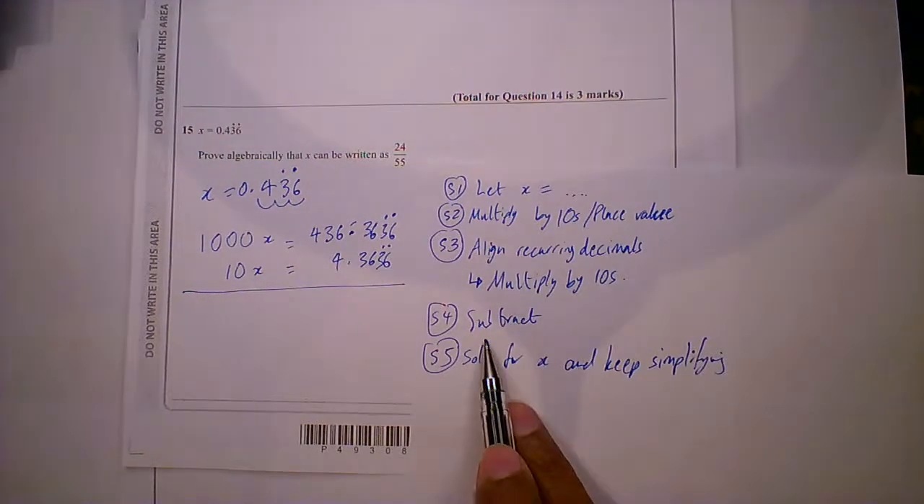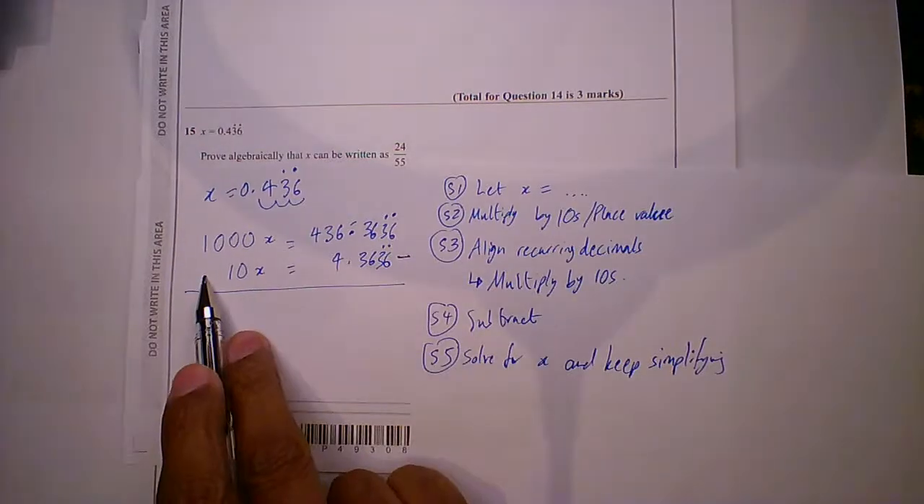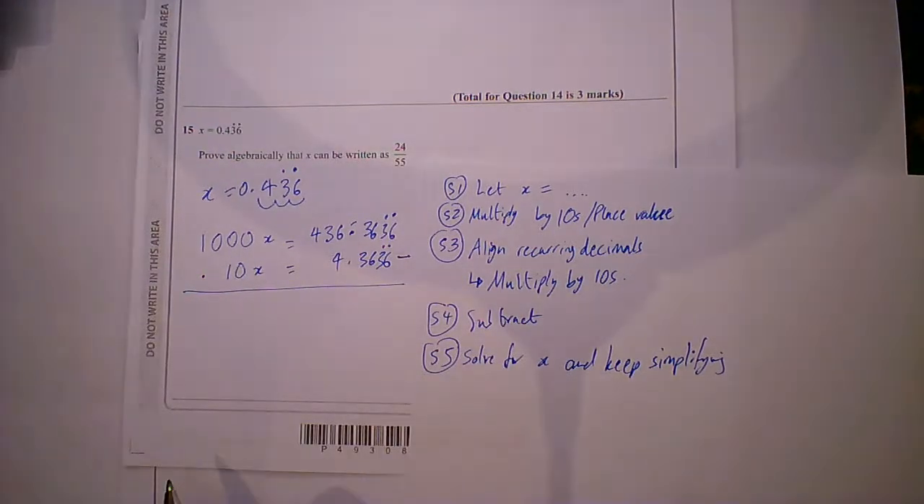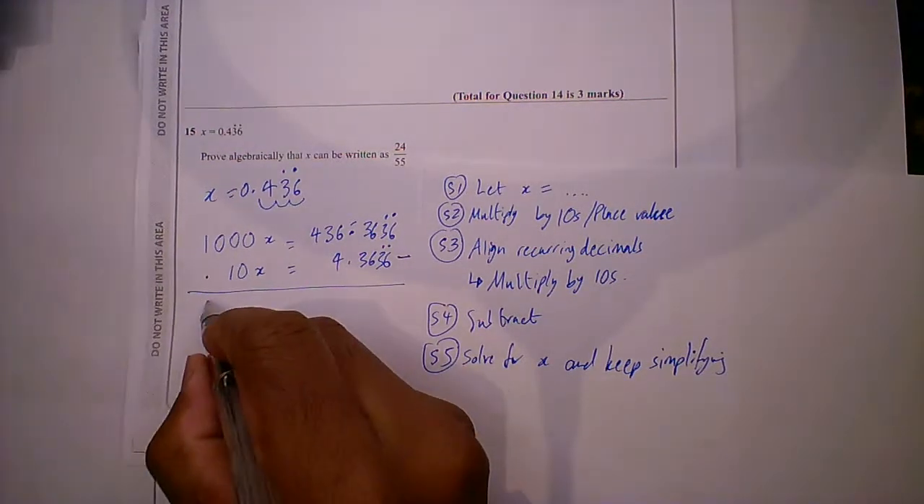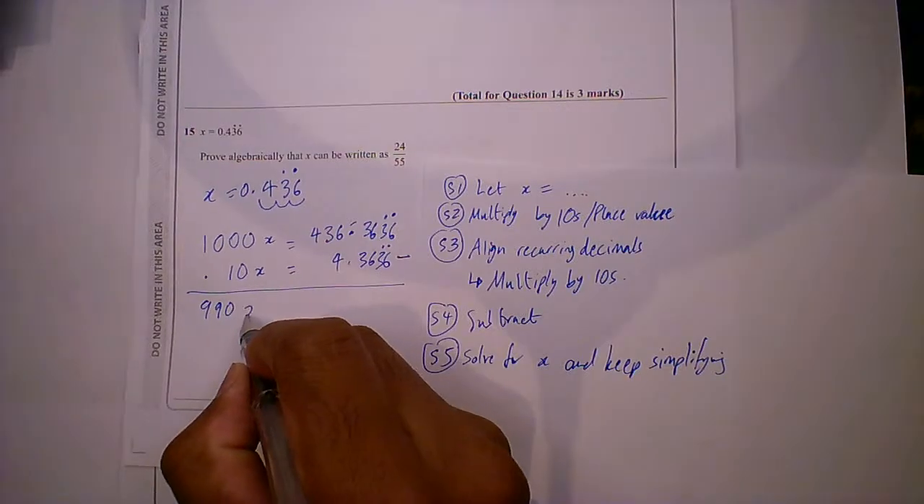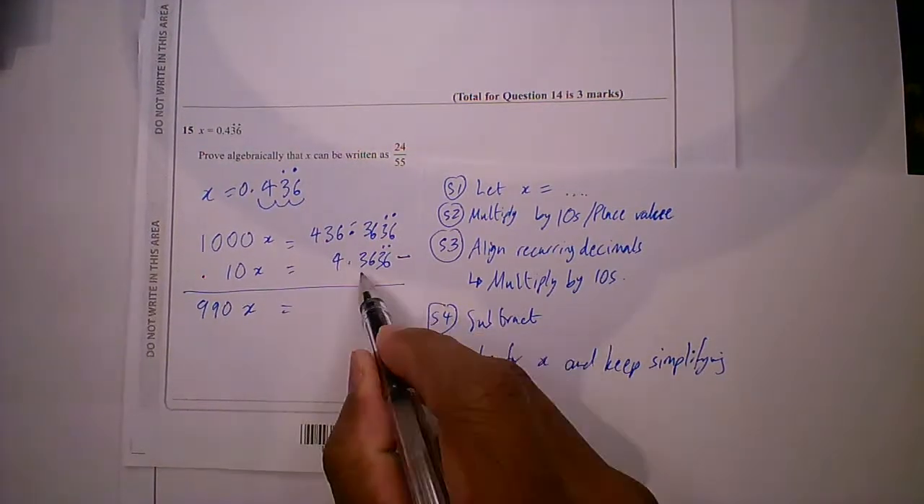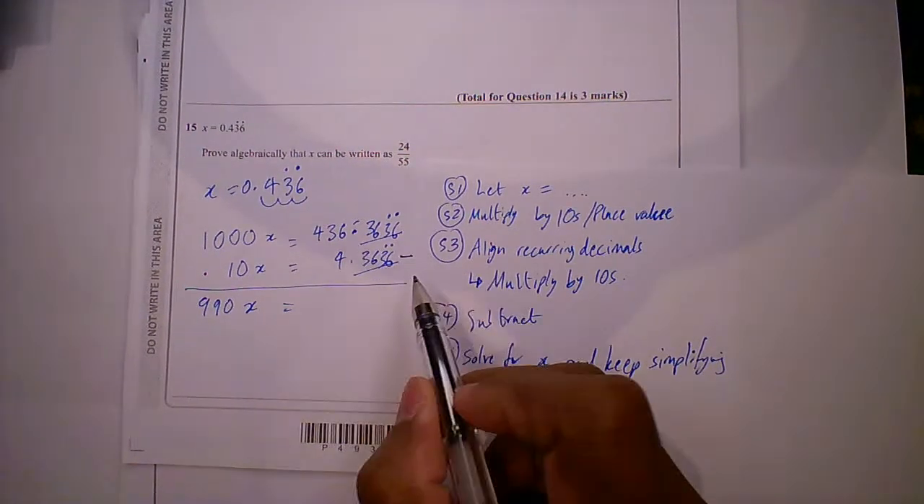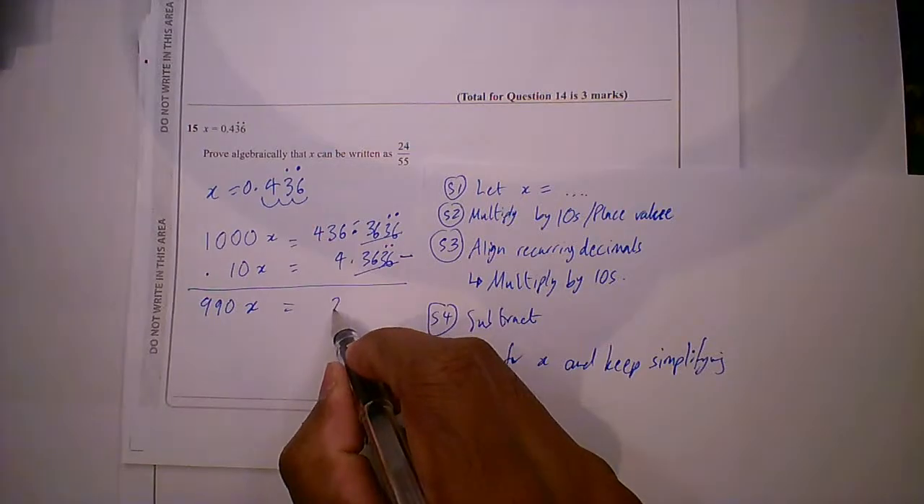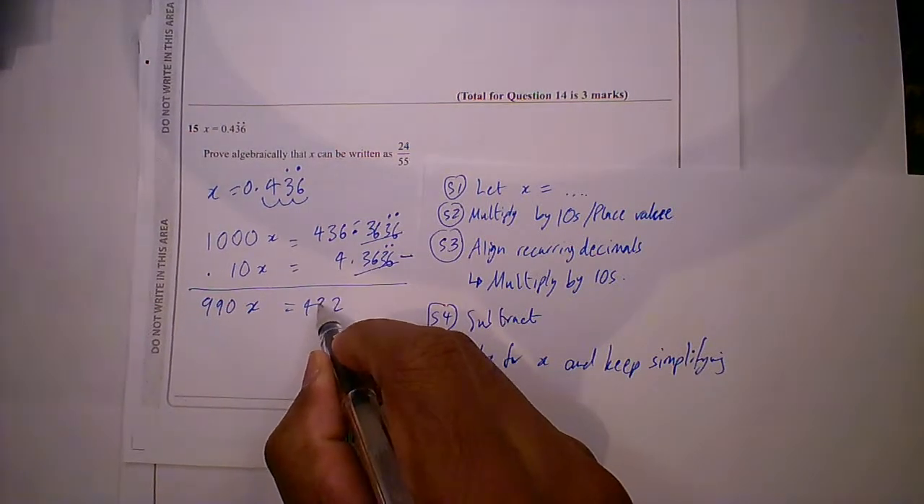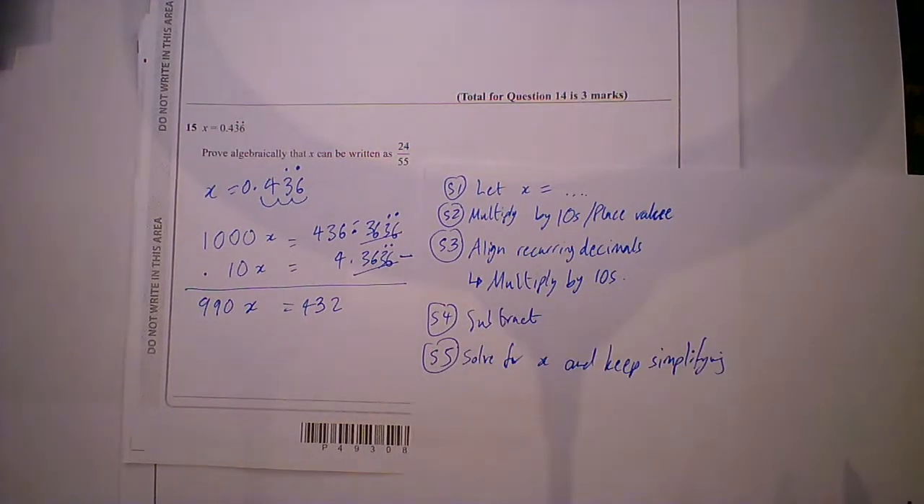So I do my next step, which is subtract. 1000 take away 10. Again, read it in your mind. 1000 take away 10 is 990. And now the decimal point cancels. 6 take away 4 is 2. 4, 3, 2. This is a paper 1, so we're not allowed to use a calculator.